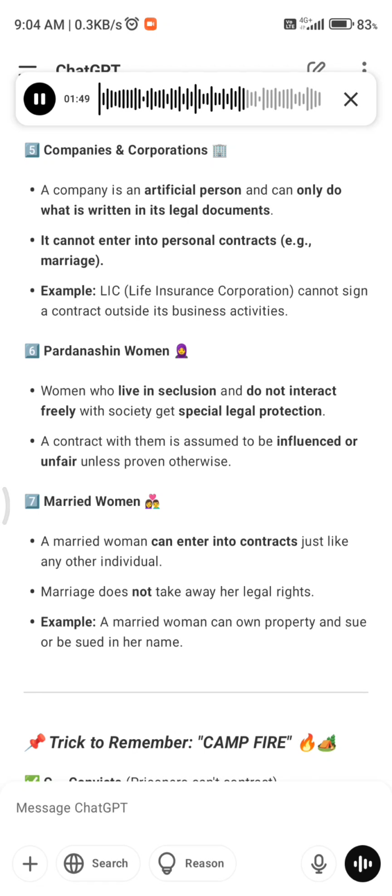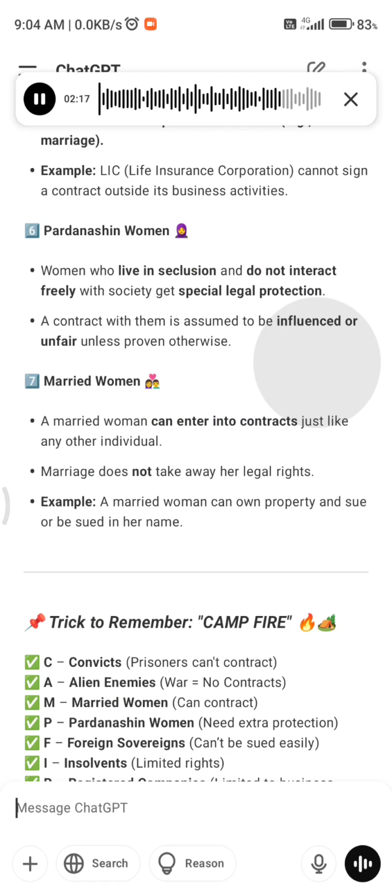6. Pardanashin women. Women who live in seclusion and do not interact freely with society get special legal protection. A contract with them is assumed to be influenced or unfair unless proven otherwise. 7. Married women. A married woman can enter into contracts just like any other individual. Marriage does not take away her legal rights. Example: a married woman can own property and sue or be sued in her name.